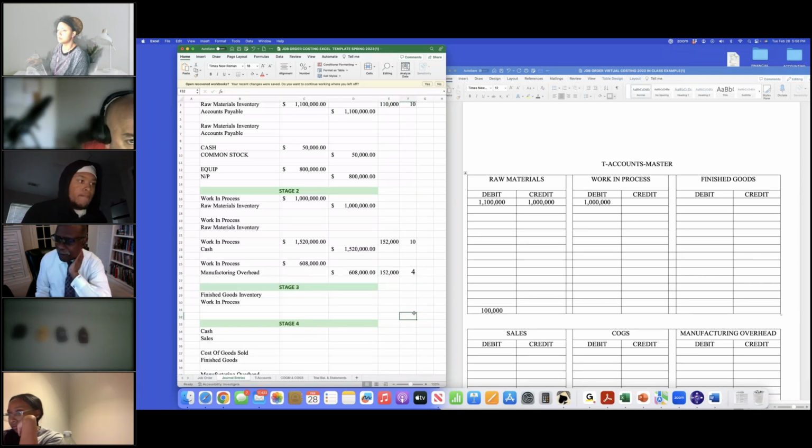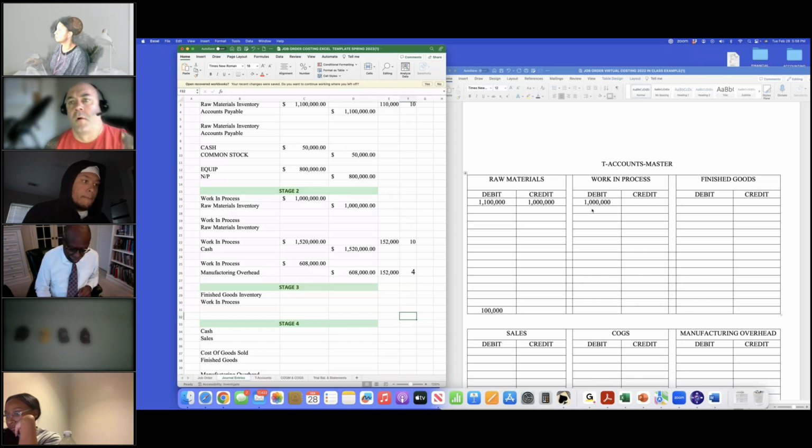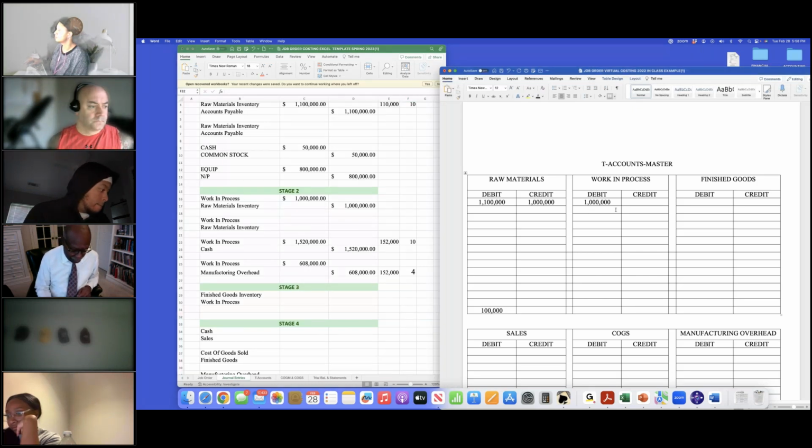What's the name for it? Predetermined overhead rate. Okay. POR, predetermined overhead rate. So remember I told you all we're going to be using it. Well, this is where you use it. So now we got 520.